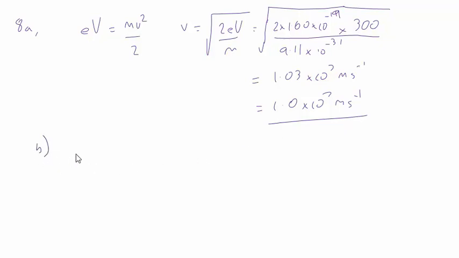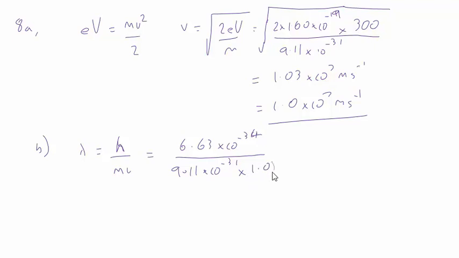For B, we're to find the de Broglie wavelength. Well, the de Broglie wavelength is given by the Planck constant over the momentum, mv. This is 6.63 times 10 to the minus 34 for the Planck constant, divided by 9.11 times 10 to the minus 31 for the mass of the electron, times the speed we've just found of 1.03 times 10 to the 7 meters per second. This gives a wavelength of 7.1 times 10 to the minus 11 meters.